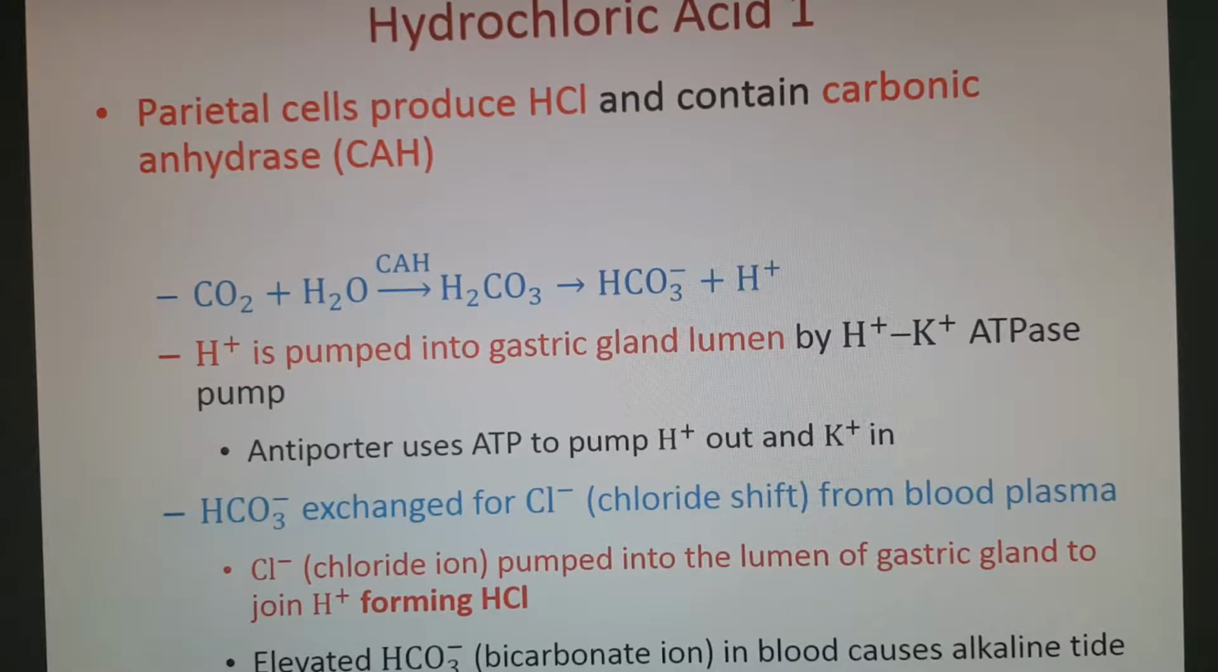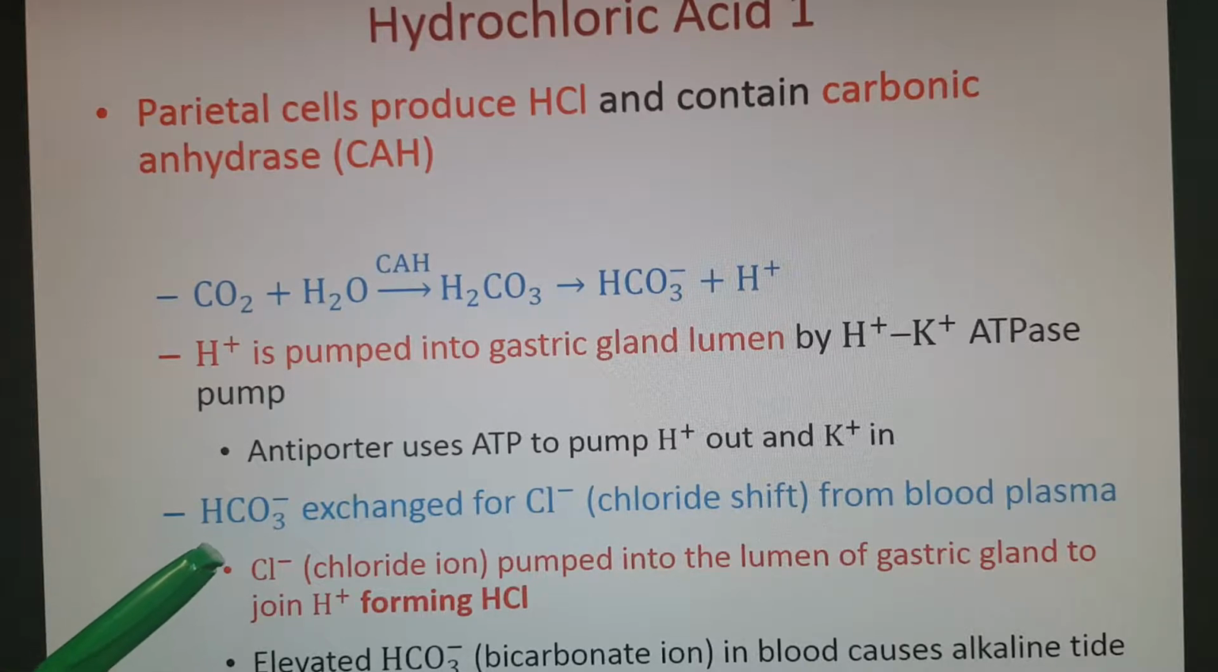Okay. The bicarbonate ion is exchanged for chloride, so again, your chloride shift. That chloride is then pumped out into the lumen of the gastric gland, so the inside of the stomach, where it combines with hydrogen to form hydrochloric acid. So here's your hydrogen, and here's the chloride that was pulled into the cell when it was exchanged for the bicarbonate ion. Those two ions combine together to form the hydrochloric acid, which is a very strong acid to help break down the foods.